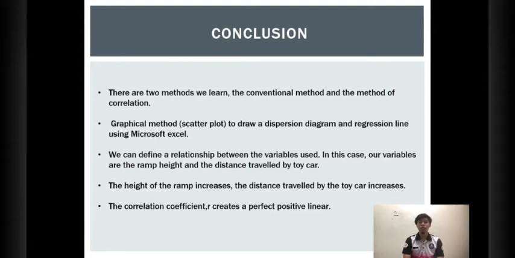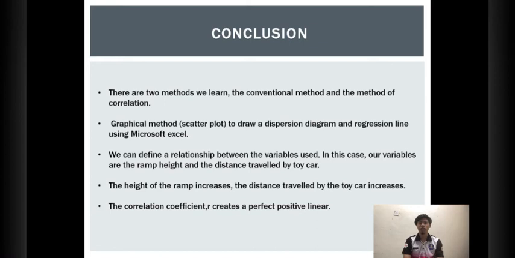Today I want to present the conclusion. In conclusion, our group discovered a wealth of information based on the topic assigned. In this chapter, there are two methods that we learned. First is the conventional method and second is the correlation method. In addition, we may use the graphical method or scatter plot to draw a scatter diagram and regression line using Microsoft Excel. Furthermore, based on the case study, we must understand how to solve this problem in order to apply it in our daily life.